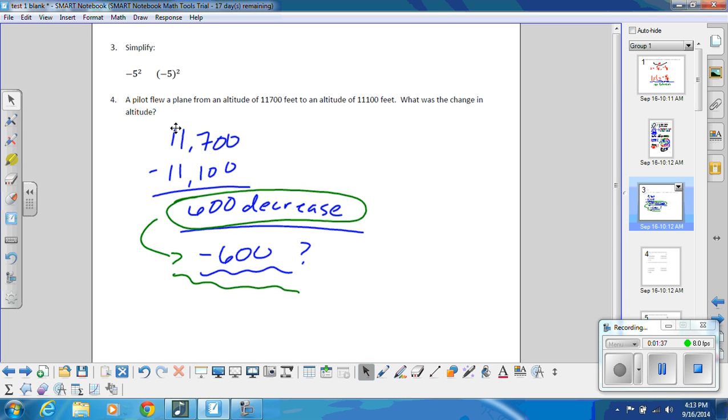So let's go back to 3. 3 gives you two examples of negative 5 squared. Now, as a teacher, if I'm in a class and I say, hey, what's negative 5 squared? My students are going to say 25. But these two ones up here actually give you two different answers. And it's because the parentheses is very important.